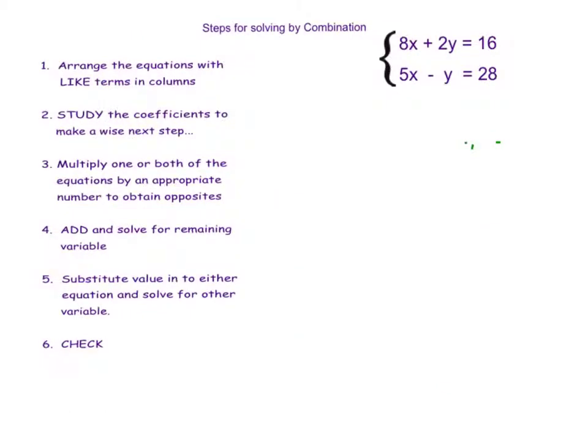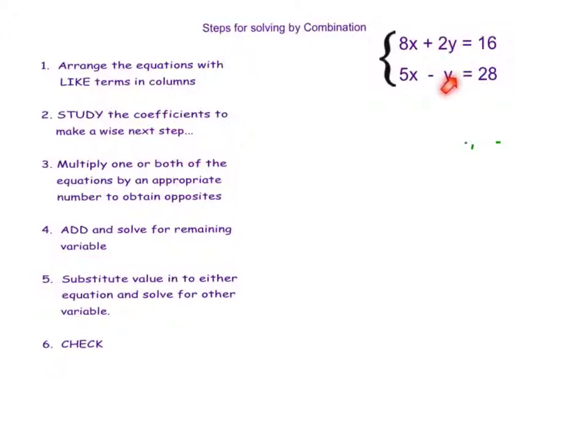Alright, so let's do another example. First thing we're going to do is arrange them in like columns. So my x is in one column, my y is in another, my constants in a third. That's done for us. So then we're going to study the coefficients to make a wise next step. 8 and 5 are nowhere close to being opposites. They're both positive, and it's not an easy fix.